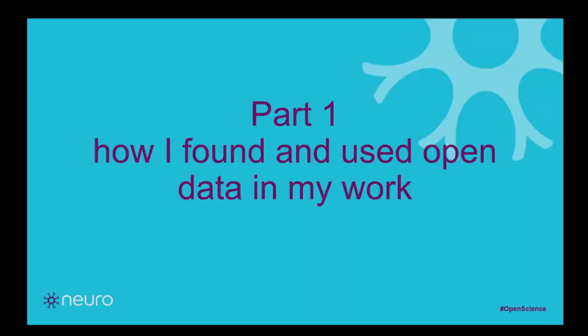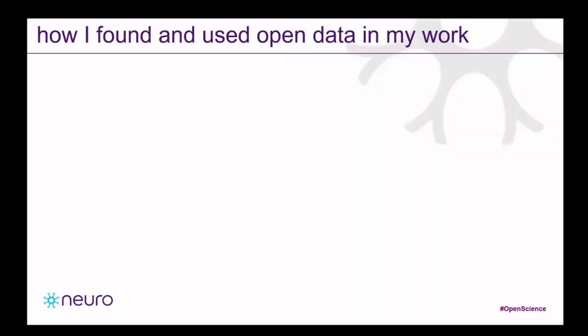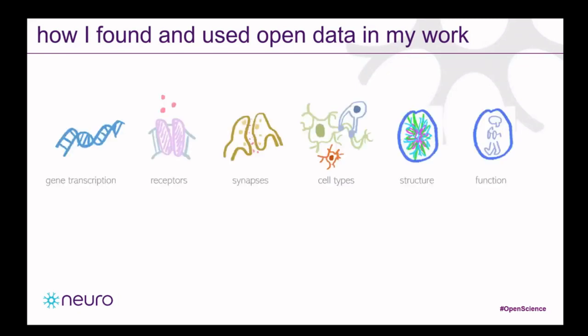Okay, so part one, how I found and used open data in my work. I'm just going to do this in a bit of a narrative storytelling way. I'm going to start with my very first project. So my PhD in general is sort of about bridging micro scale to macro scale. If we imagine the brain is this integrated organ, it works on many different levels of description, going from, let's say, gene transcription all the way to brain function.